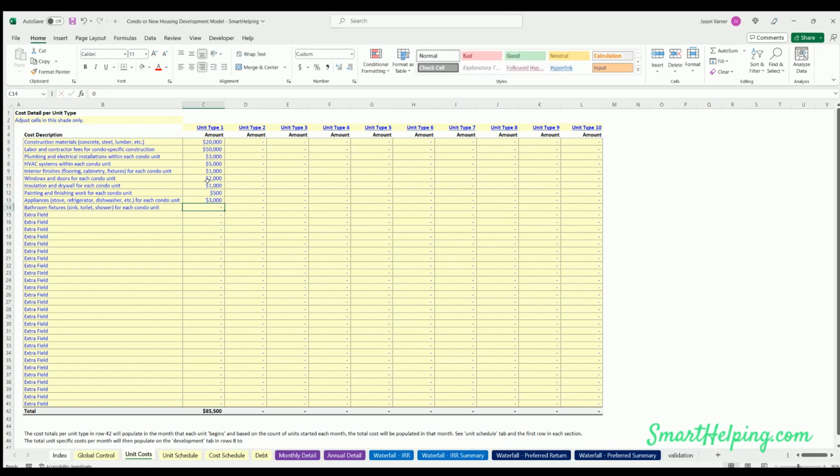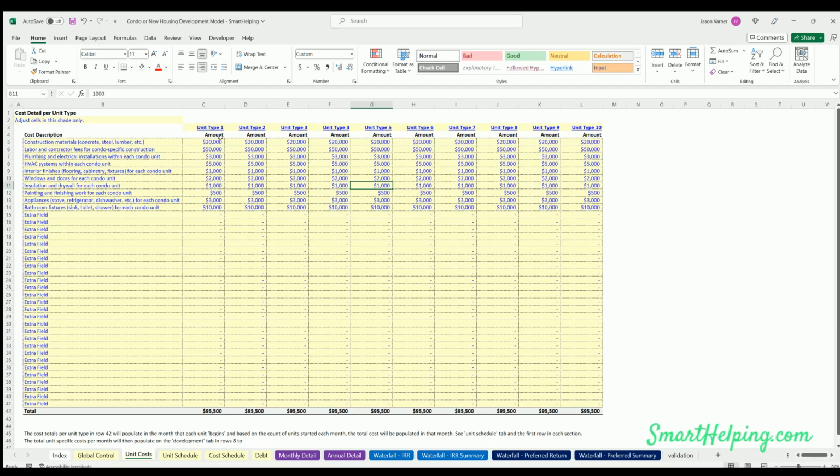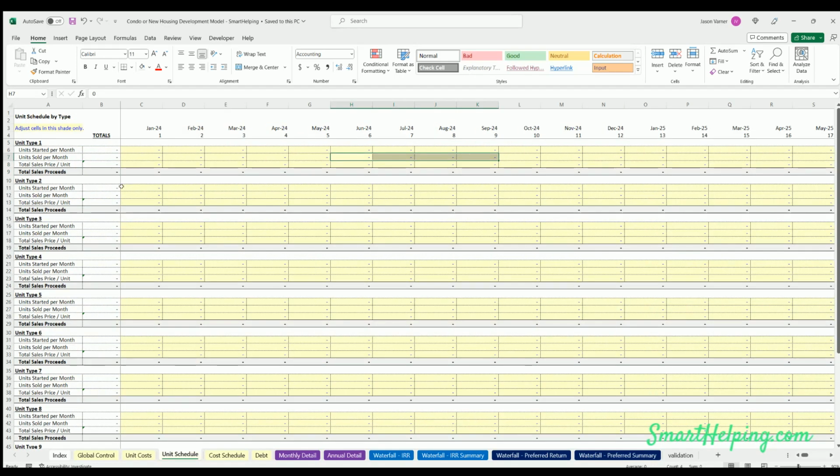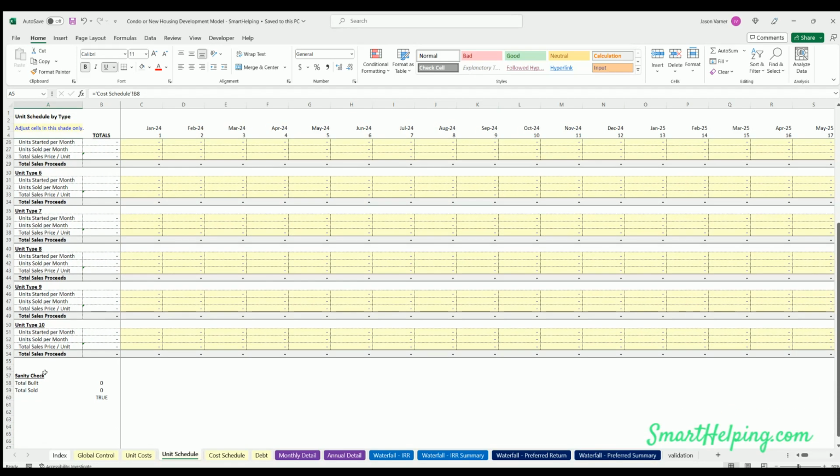I have no idea if this is accurate, but it's arbitrary, so it doesn't matter. You can just see how it works. So you'll put in these for each of these different unit types. Then we go to the unit schedule, and now here are your 10 different unit types.